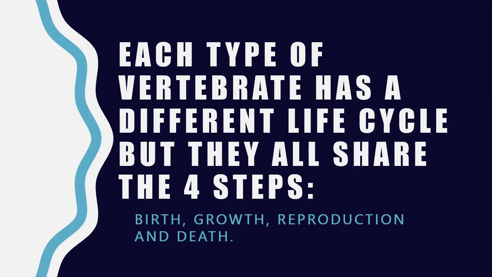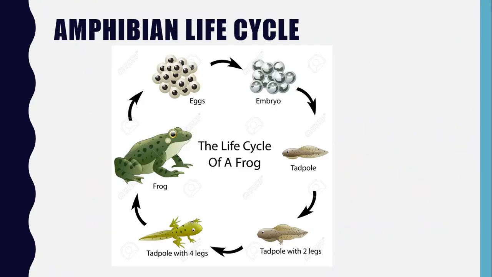So the thing that you need to remember is each type of vertebrate or animal or invertebrate, okay, they all have a different life cycle, but they all share the same 4 steps, okay? And that is birth, growth, reproduction, and death, okay? But we are going to look at the life cycles without looking at the sad part, which is the death part. We are going to be looking at just how they grow and reproduce, okay?